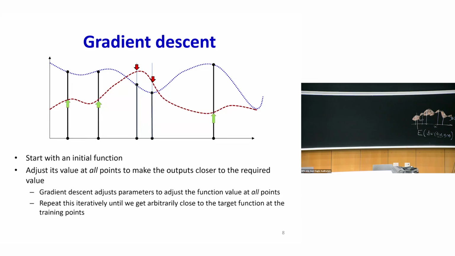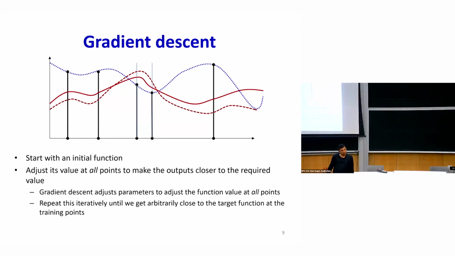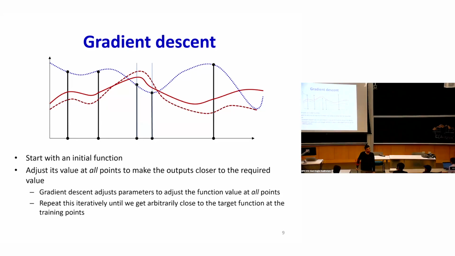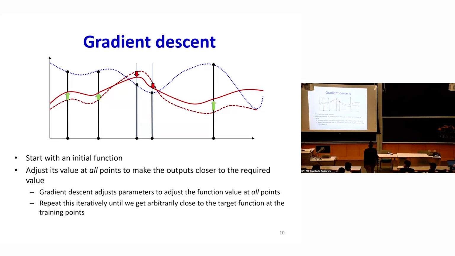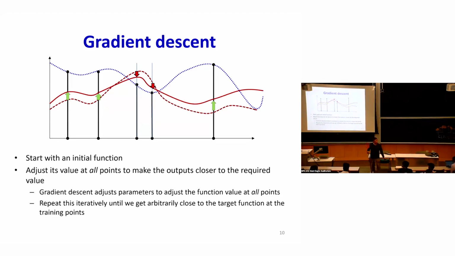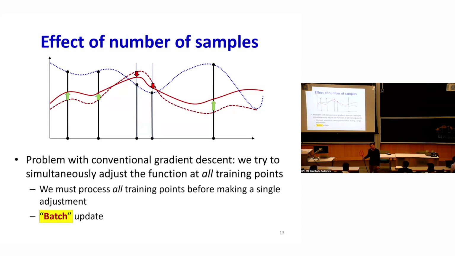So you adjust your network parameters minimally. And when you do that, you get a new function. And then this new function has errors again all over the place. And so once again, you're going to adjust the network parameters to reduce the error at every training location. So to increase the value of the function where it lies below the target and decrease it where it lies above the target. And we keep doing this until we converge.